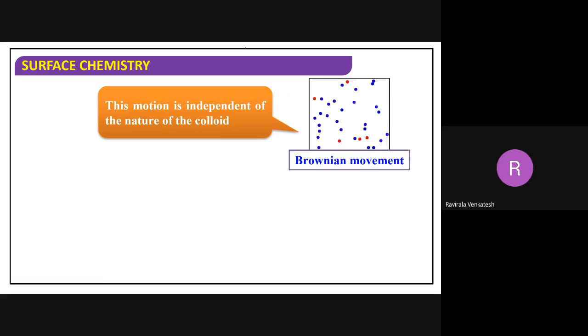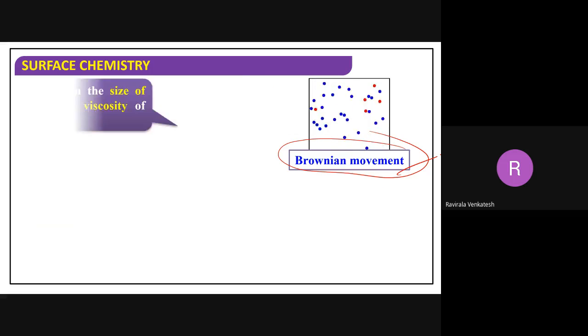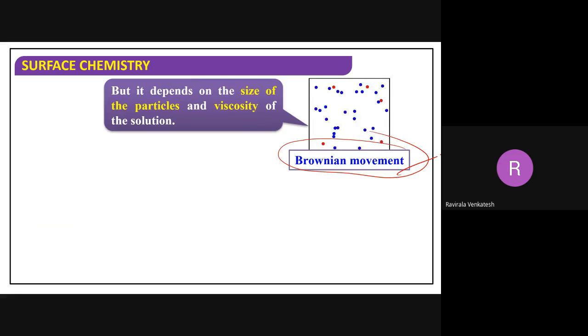This motion is independent of the nature of the colloid. Whether it is a gold sol, or dust in air, or in a gel, or blood, any colloid solution you take exhibits this type of zigzag motion. Irrespective of the nature of the colloid, they exhibit Brownian movement. But it depends on the size of the particle and the viscosity of the solution.